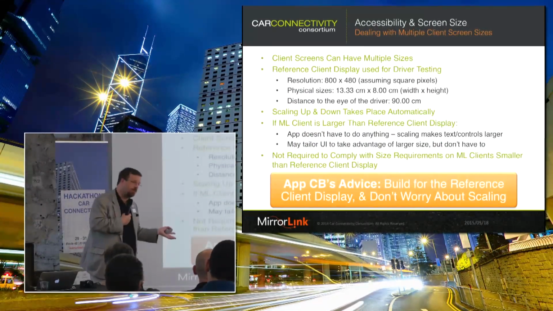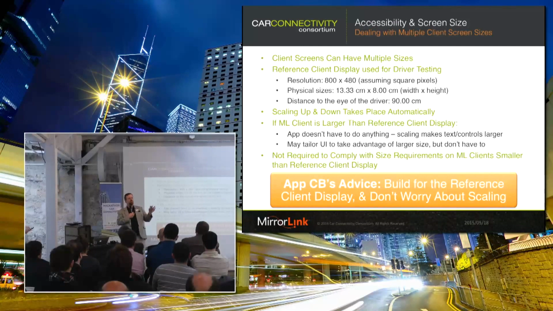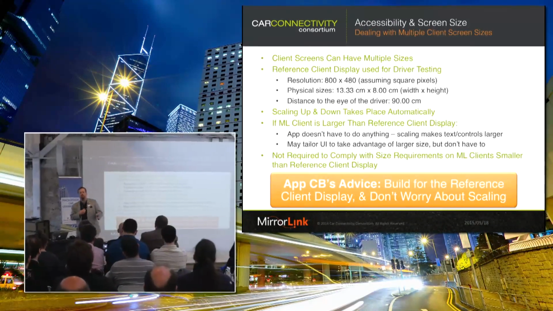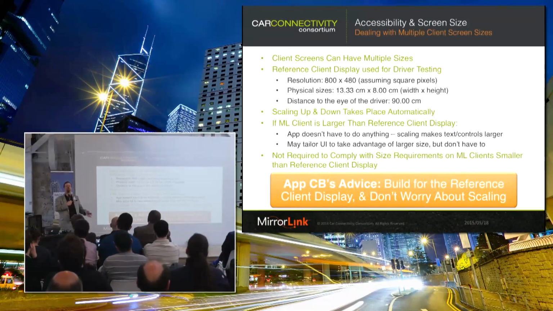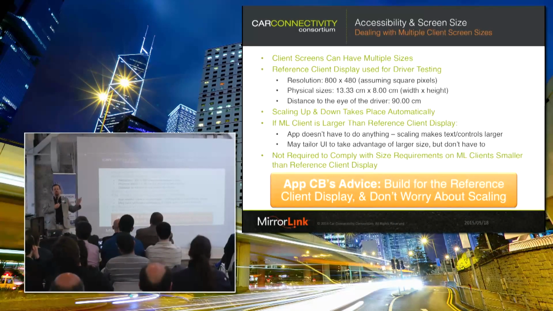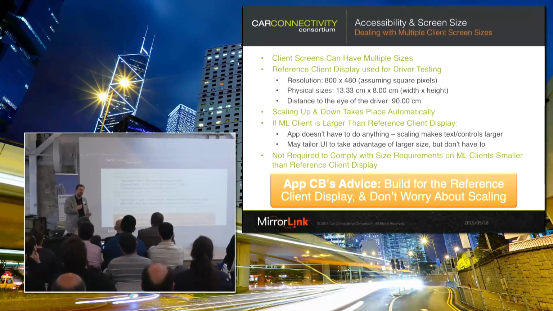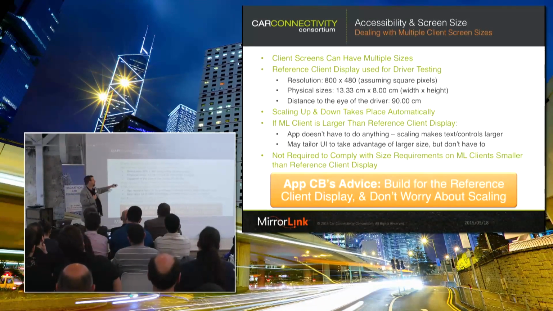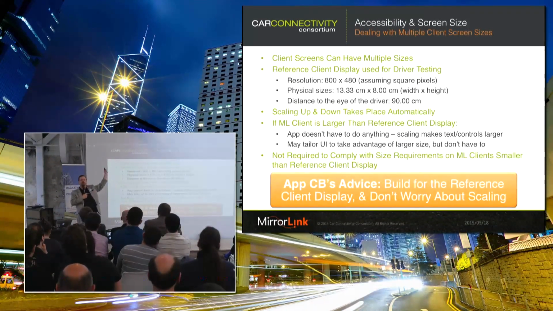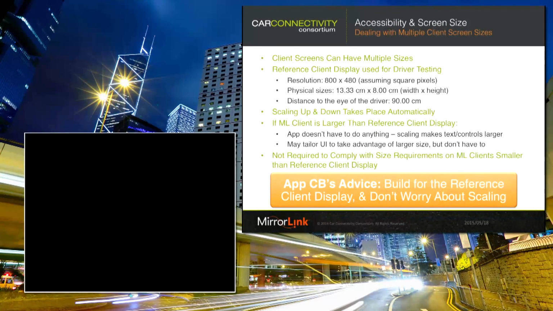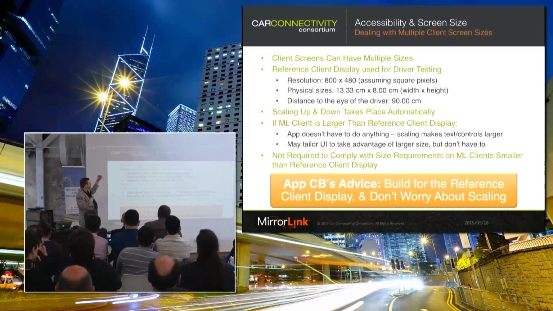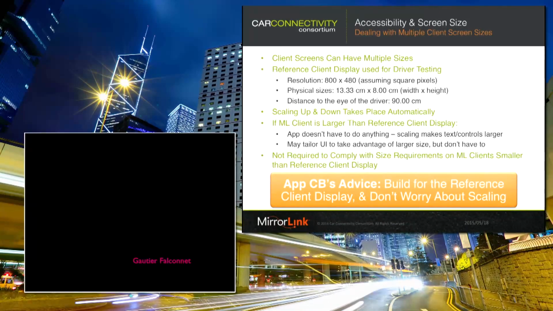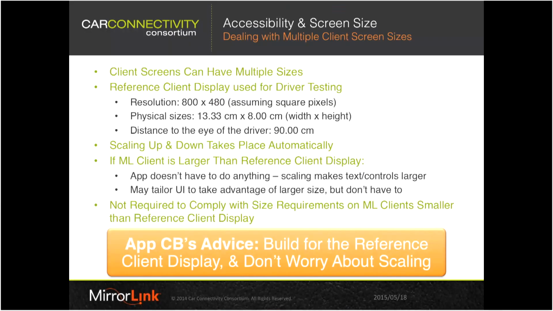Now, as I mentioned though, different screens and different cars have different sizes. And the limits here are in like 4.2 millimeters. Well, on different screens that might be a different number of pixels, right? Well, what we do is we have a reference client display. This is sort of our default minimum head unit size. 800 pixels by 480, 13 by 8 centimeters. Scaling happens in the MirrorLink session automatically to bigger screens.